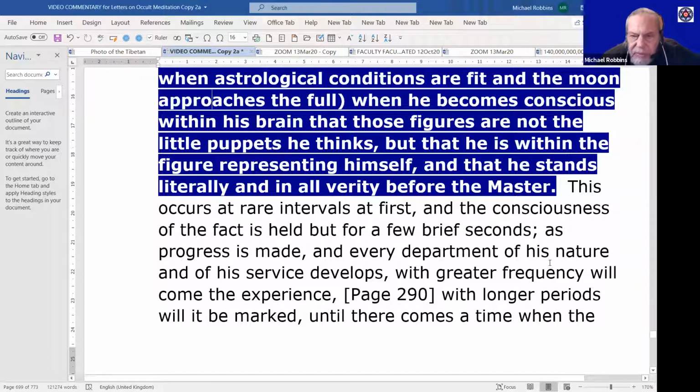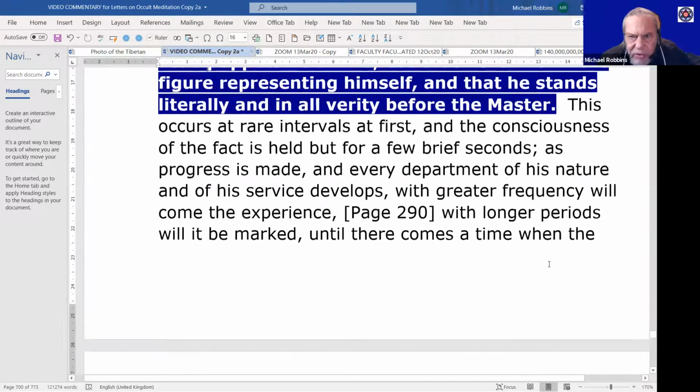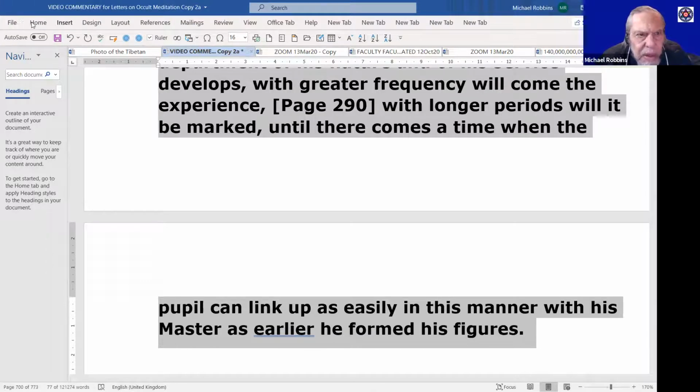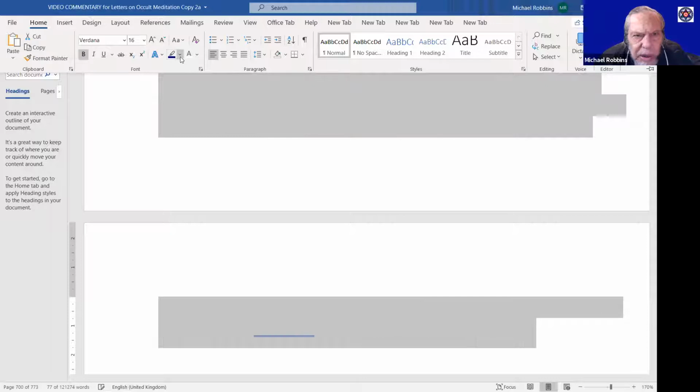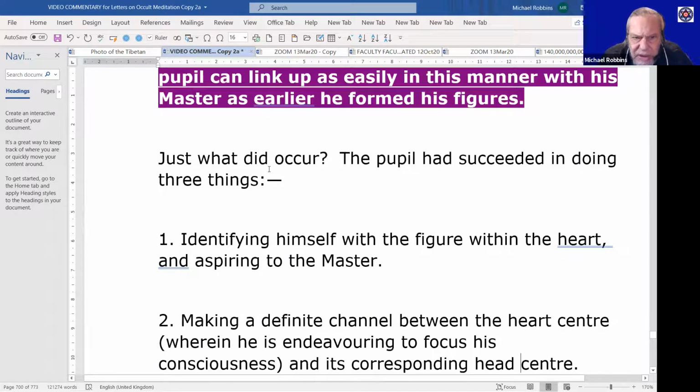Let's get further. When the pupil can link up as easily in this manner with his master as earlier he formed the figures. So this is promising for those who carefully work and build the images in the manner in which Master DK has suggested. So just what did occur? The pupil has succeeded in doing three things: identifying himself with the figure within the heart and aspiring to the master.